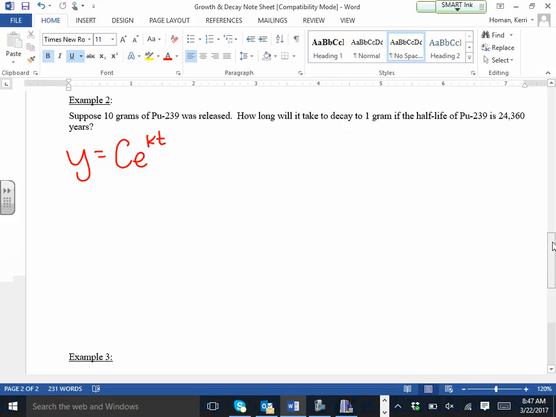So you can go through the math. When time is 0, we have 10 grams. Or we can just recognize that since it is the initial amount, we know that that is what C is going to be. C is 10.